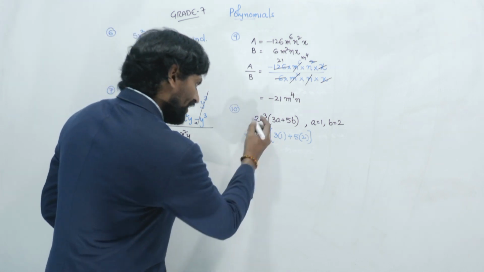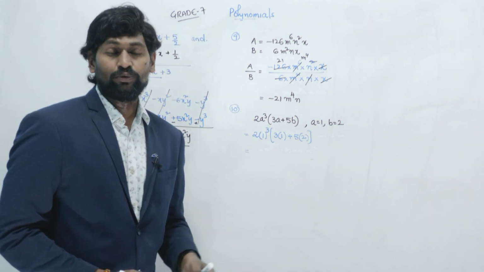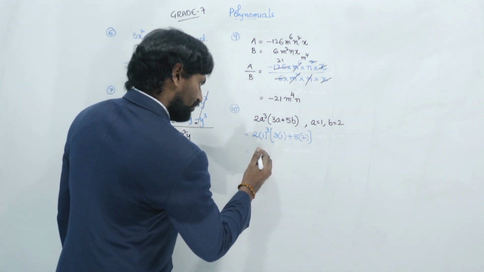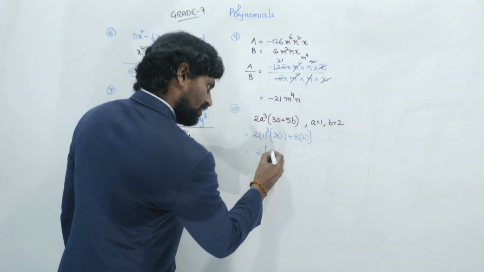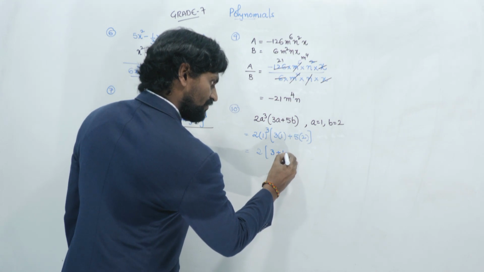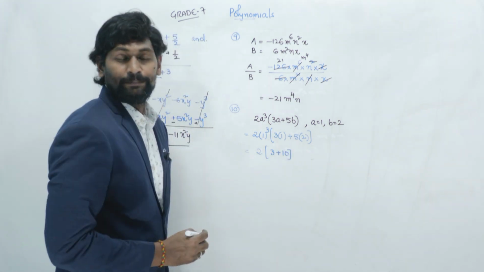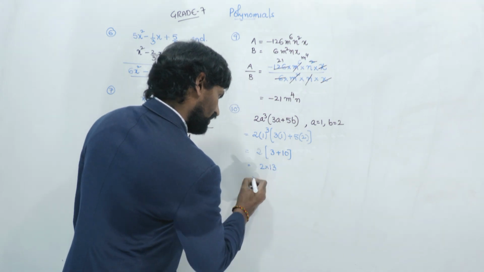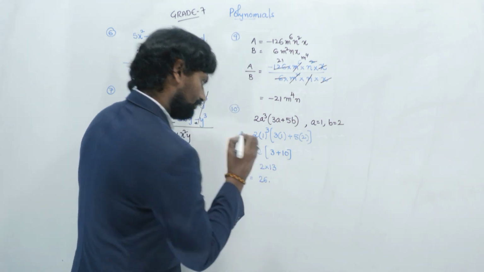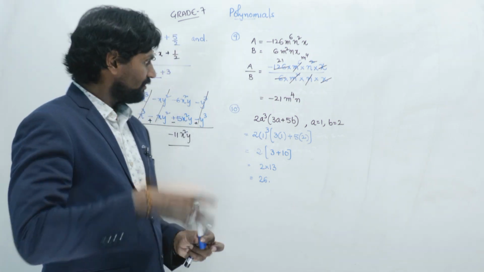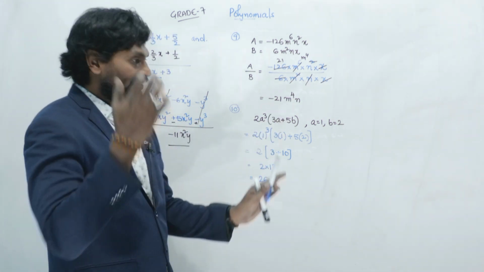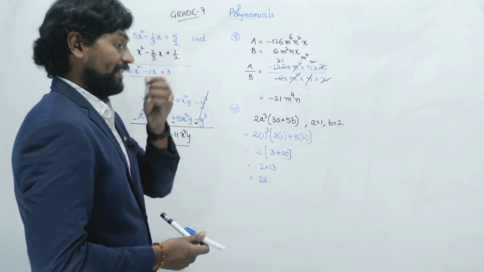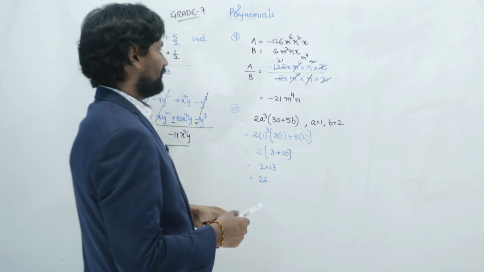Now 1 cube value is 1. 1 cube is nothing but 1 into 1 into 1. So 2 into 1 is 2. Now here 3 ones are 3 plus 5 twos are 10. So 3 plus 10, 13. 2 into 13, 2 13s are 26. So I just substituted the values and identified the answer. Okay, so let us move on to the next problem. Problem number 11.